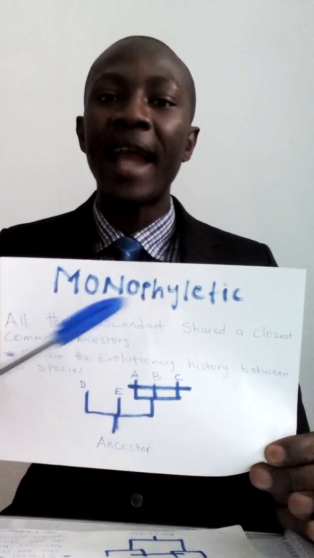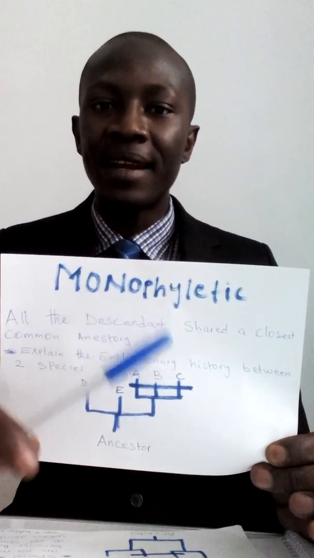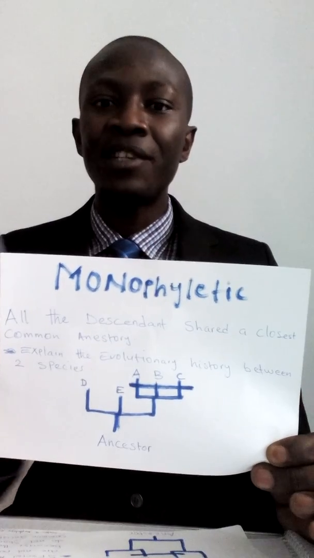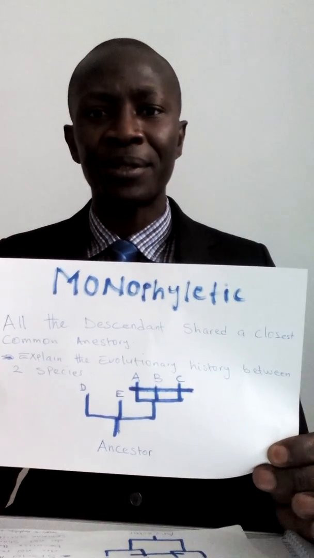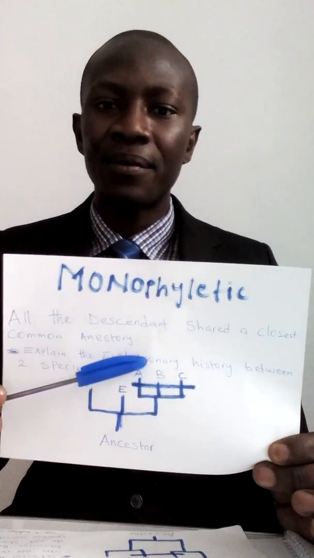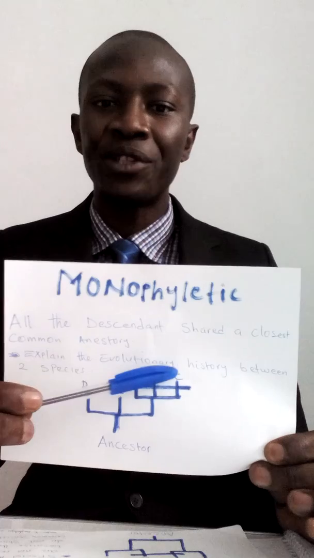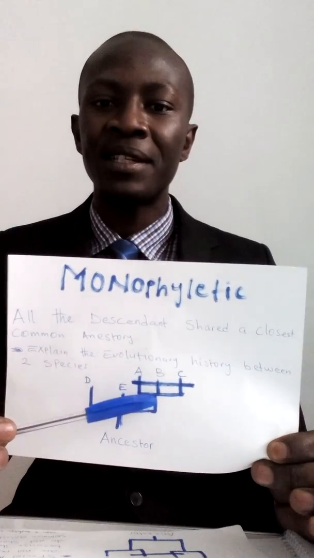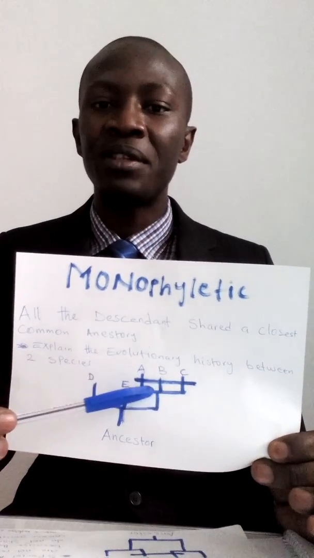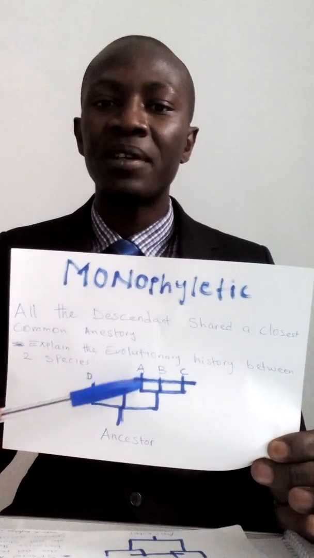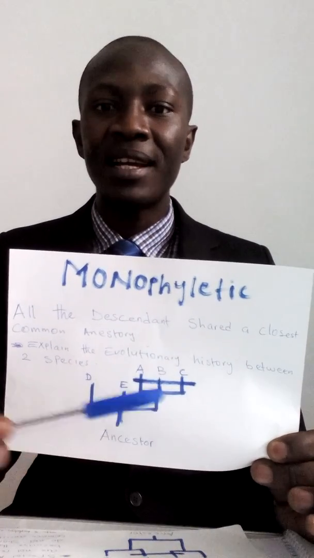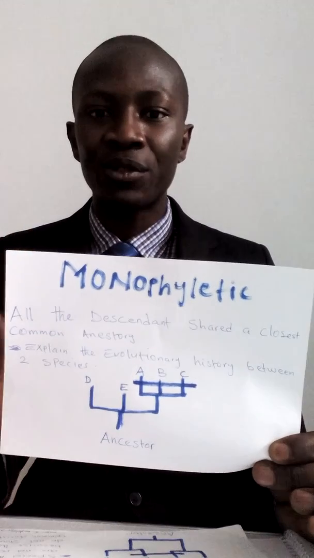How do we identify the monophyletic group in this phylogenetic tree? We first look at the descendants that share a very closest common ancestor. If we look at this very well, you see that it is 1, 2, and 3, because they have a very closest common ancestor here. So when you draw a circle to differentiate these three from the rest, then these three mean a monophyletic group because they share the closest common ancestry.